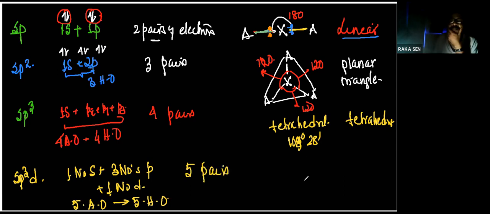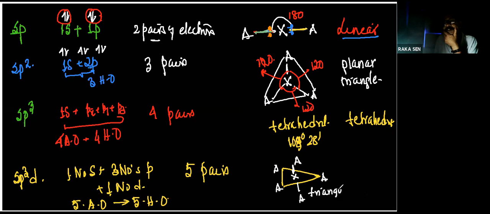What will be the geometry? There are 5 now. This is the geometry. I have got X here. 1, 2, 3, 4, 5. You call this particular geometry triangular bipyramidal. In short, TBP, triangular bipyramidal.